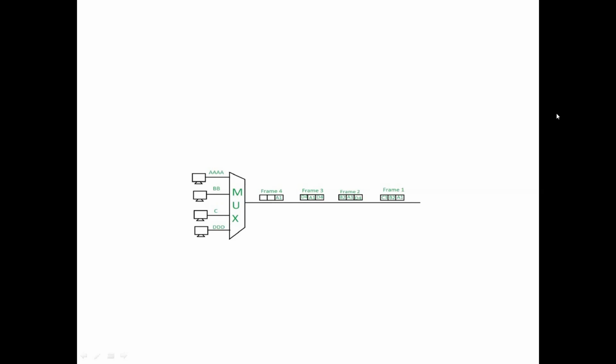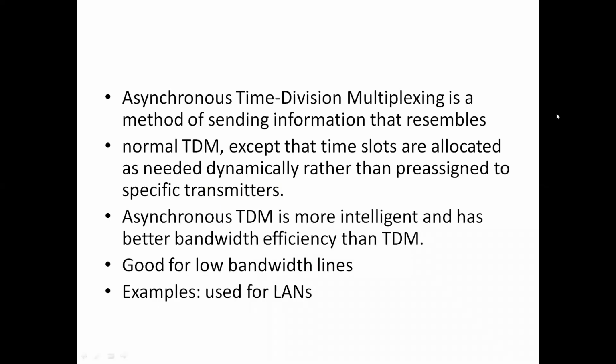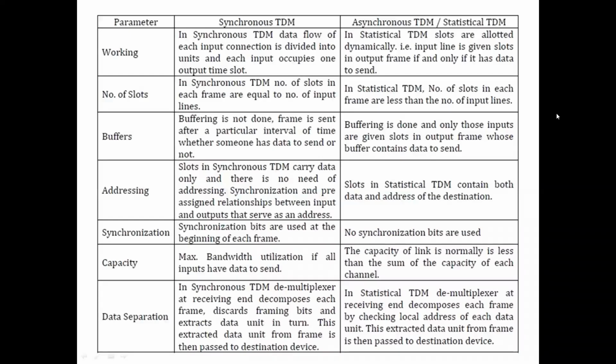So we can see here that it is much more efficient than the synchronous TDM. So there are some comparisons that we can make between the synchronous TDM and asynchronous TDM. In synchronous TDM, the data flow of each input connection is divided into units. Each input occupies one output time slot, so everything is fixed. In asynchronous TDM, which is also known as statistical TDM, slots are allotted dynamically. That is, an input line is given slots in the output frame if and only if it has data to send.